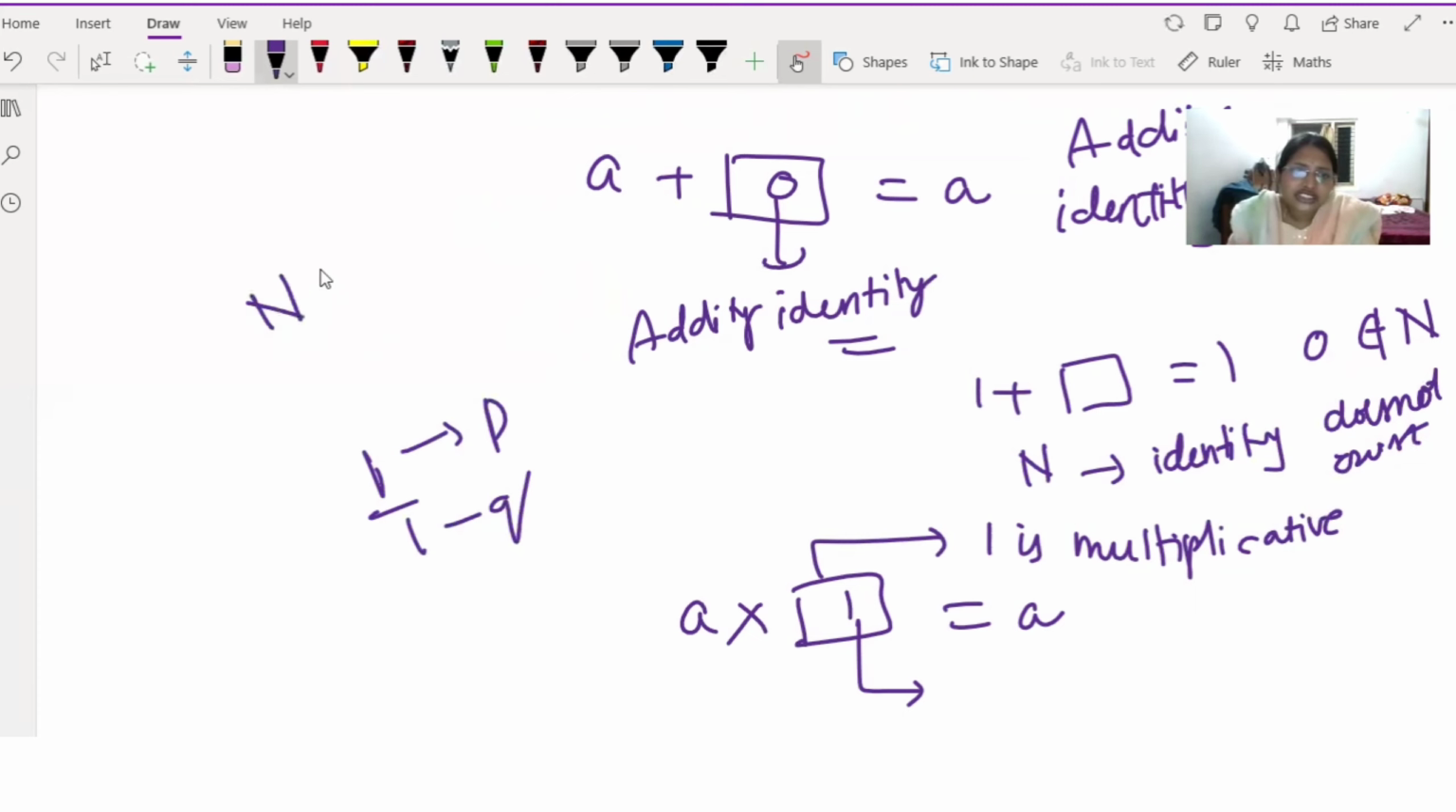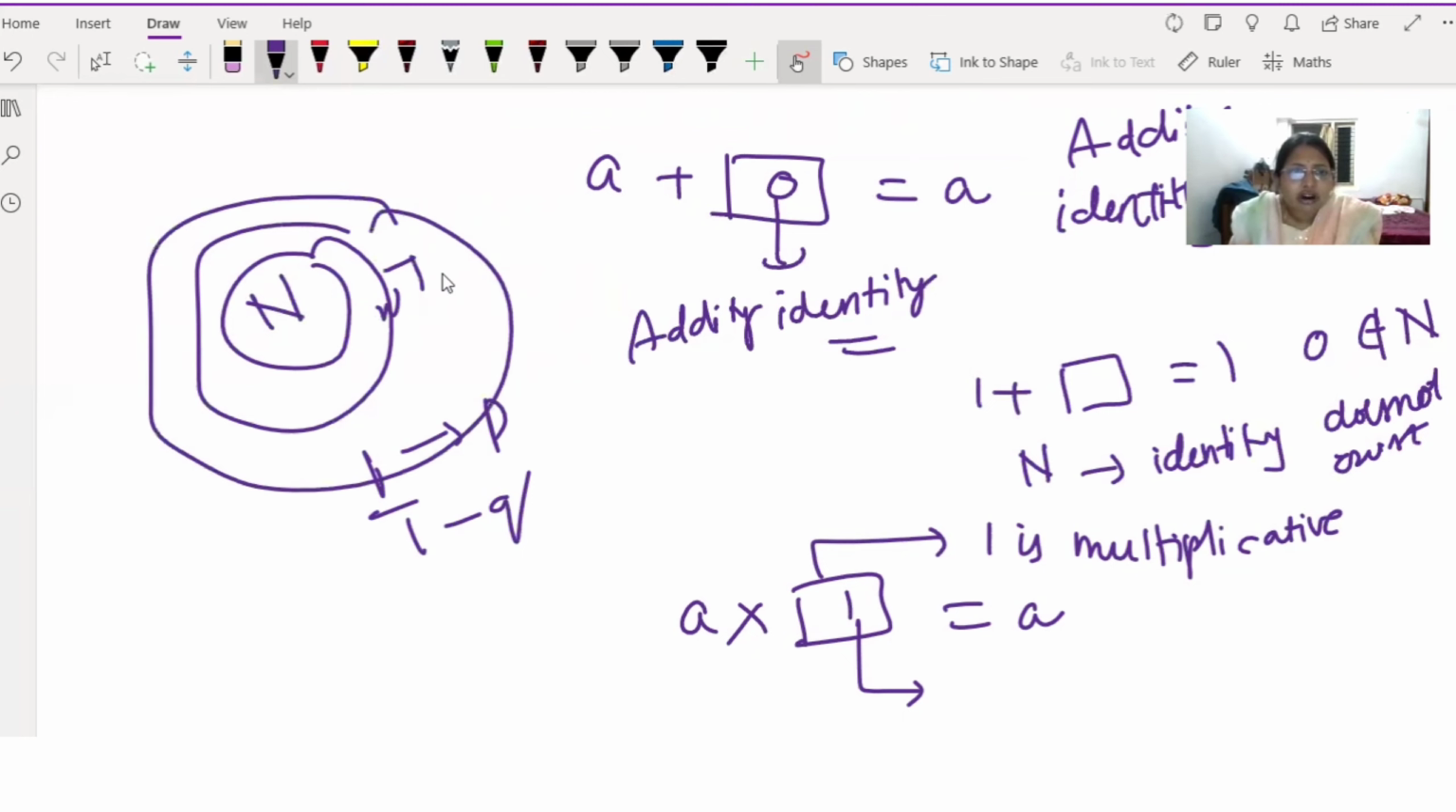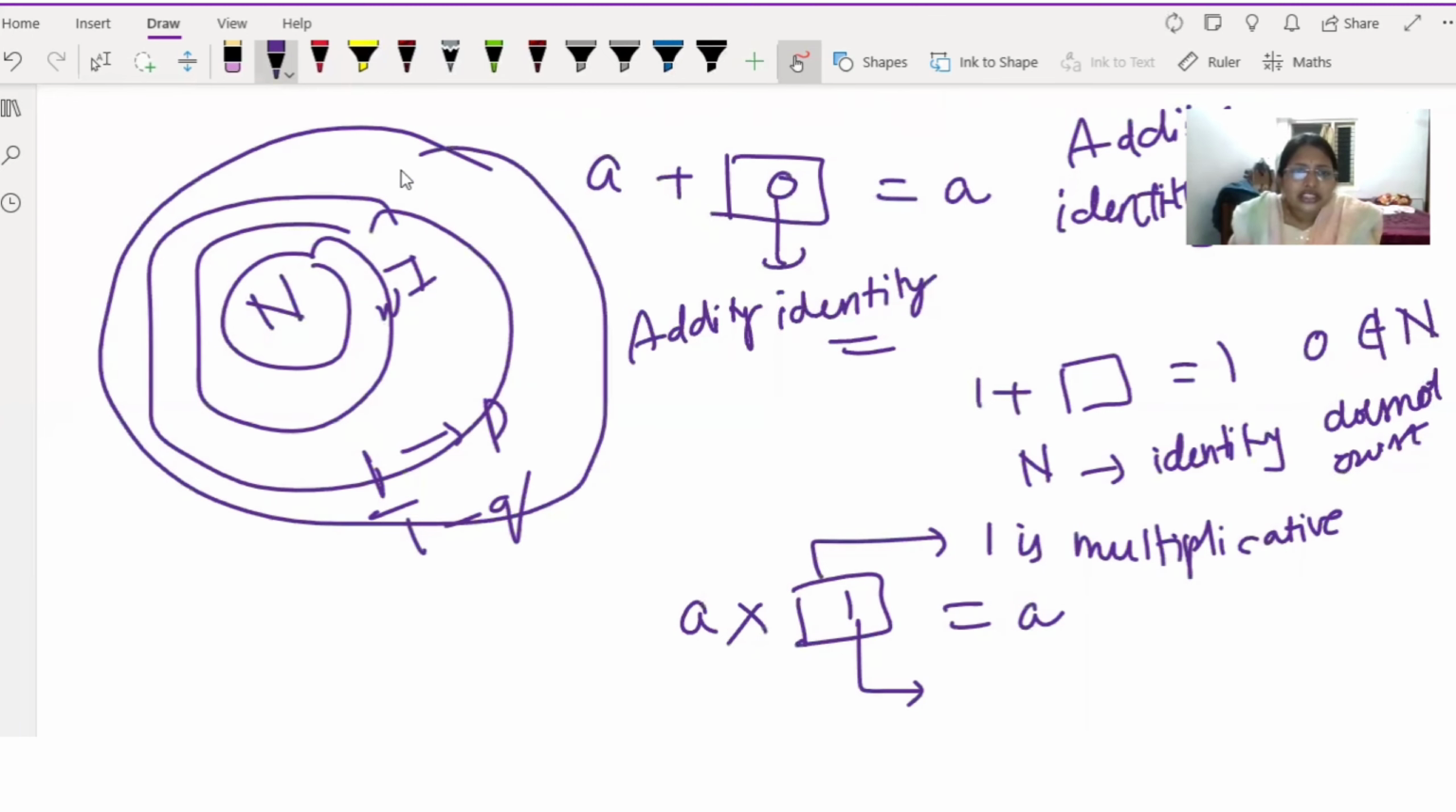So we know all natural numbers are whole numbers, all whole numbers are integers, all integers are rational numbers. So 1 is a rational number. So multiplicative identity exists for rational numbers. So let us study about the inverse.